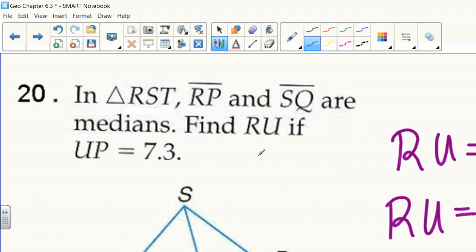Now RP would be, because we would take 14.6 and add to it 7.3. 3 and 6 would give us 9. 7 and 4 would be 11. Carry the 1. So it would be 21.9. Any questions on this here?